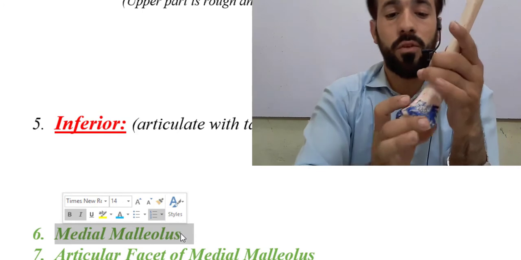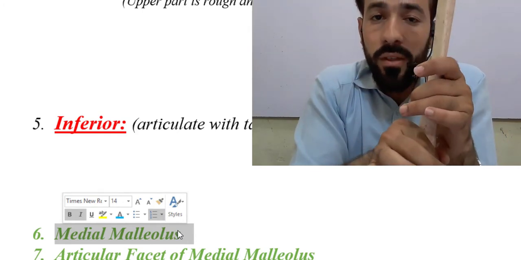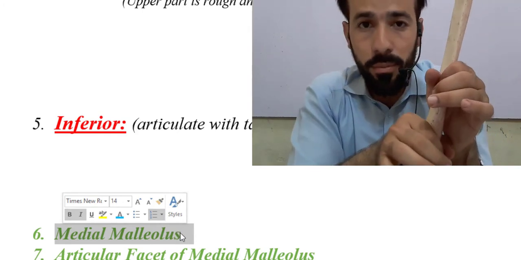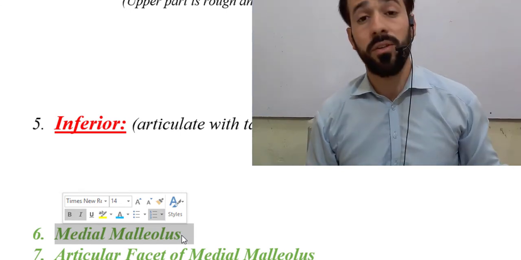So friends, this was about the lower end and the external features of the tibia bone. In the next lecture we will start with the fibula bone.